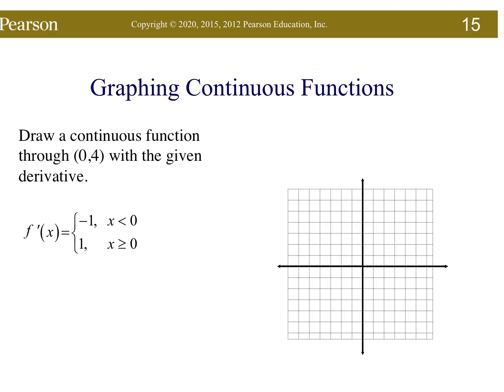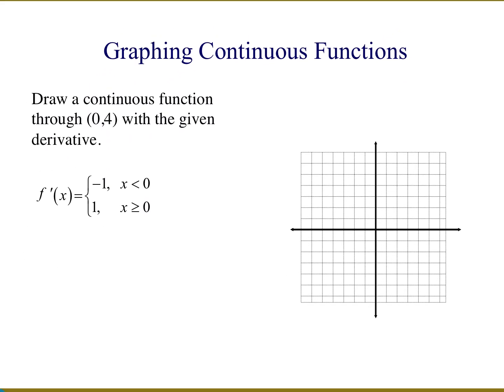So then the question is, can you go the other direction? So now, if I give you the derivative, could you create a continuous graph from that information? So draw a continuous function through 0, 4. So if we put 0, 4 on here, and we know it's continuous, so it's going to be a closed circle because we were told it was continuous. And then you look at what you're given.